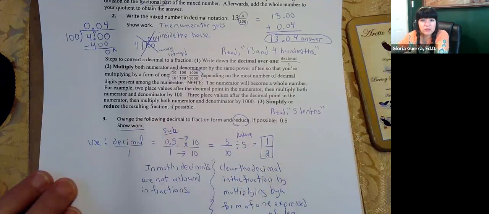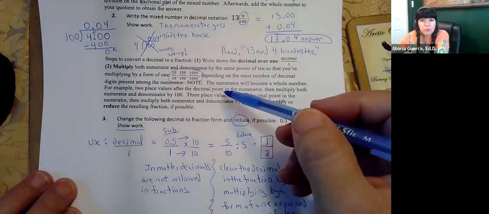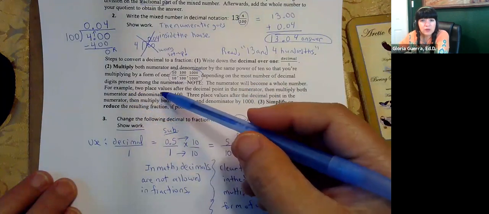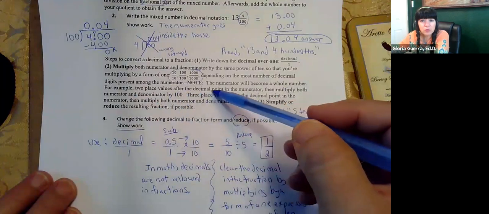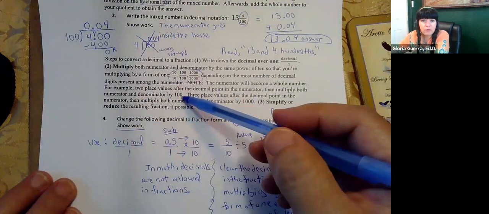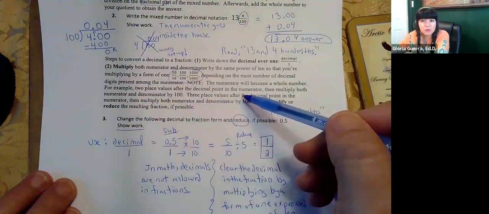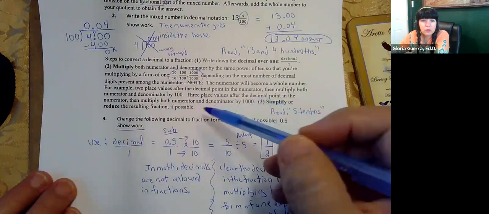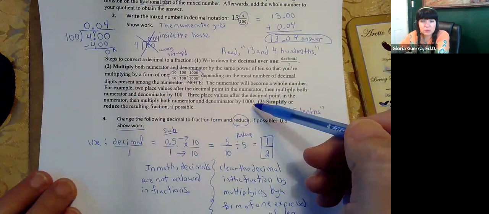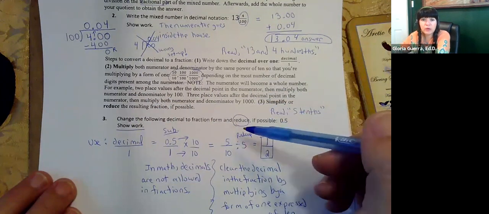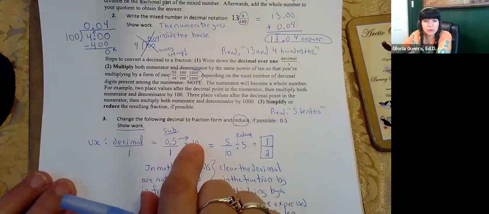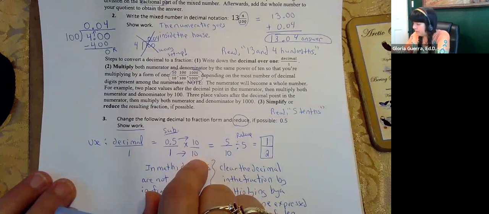Okay, so this says that the numerator will become a whole number. For example, two place values after the decimal point in the numerator, then you would multiply both numerator and denominator by 100 over 100. If you have 3 place values after the decimal point in the numerator, then you would multiply by 1,000 over 1,000, okay? So that's how you count your decimal places, and this just has 1. So 1 power of 10, 10 over 10, okay?